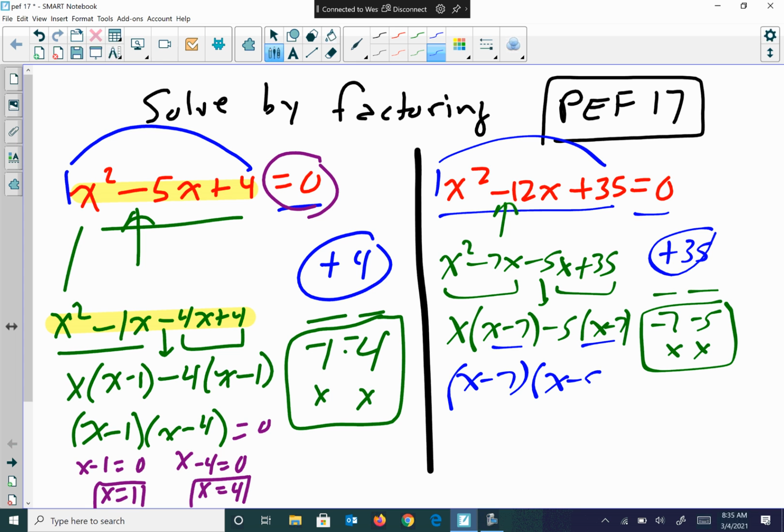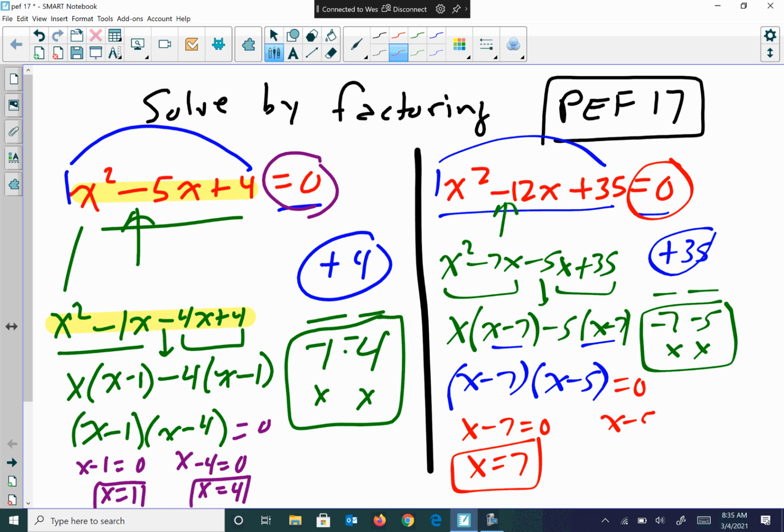Am I done? No. There was an equal to 0. So set each of those equal to 0. And solve. Add 7 to both sides there. Does everyone feel comfortable with that step right there? And then x minus 5 equals 0. Does everyone feel comfortable adding 5 to both sides? So you feel all right? There's our two answers.